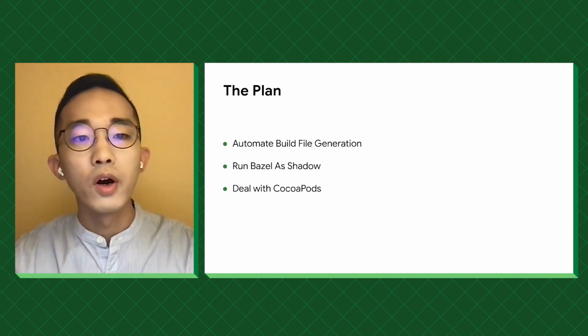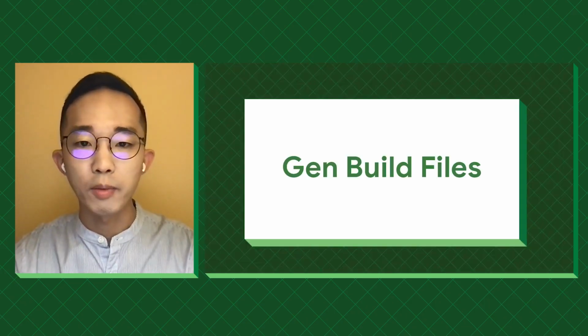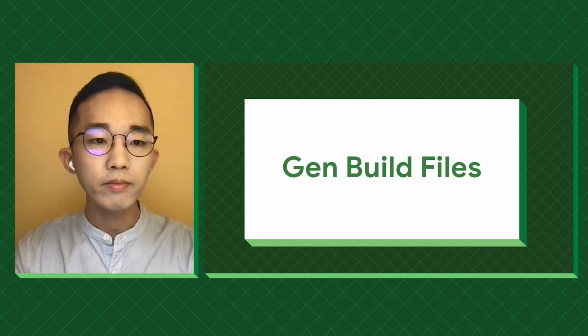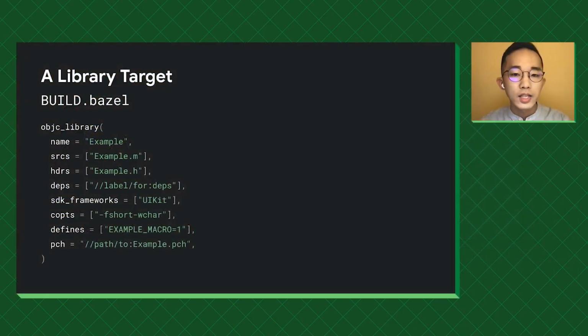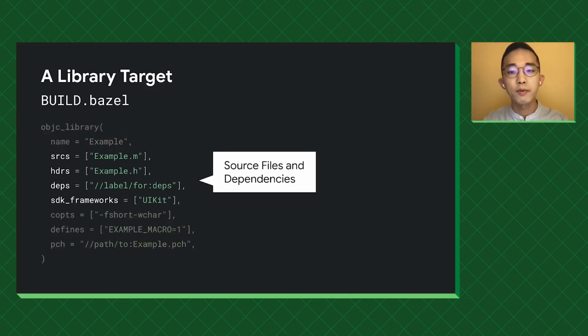In a nutshell, we want our users to forget about the build files and let the tool generate them. How do we generate a build file? Let's take a look at an example library target. The most important part is the source and deps, which define the library and the relation between them. These configs are considered the foundation of a target.